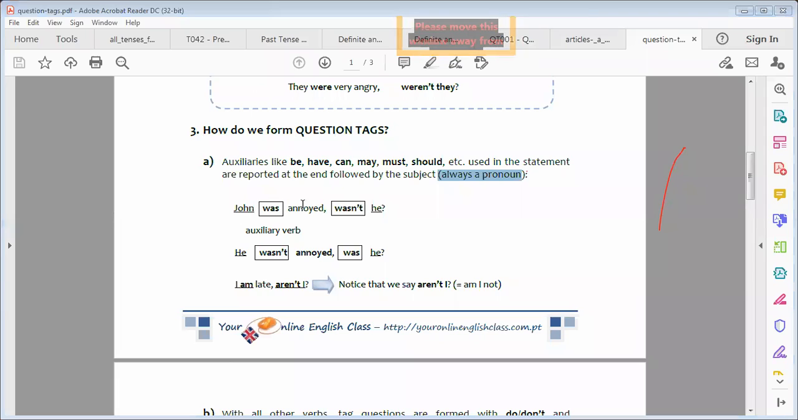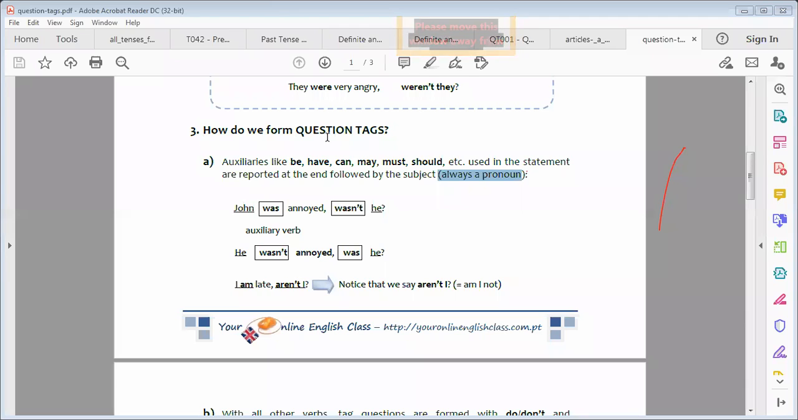So here, John was annoyed. I'm going to use the same helping verb, was. My sentence is positive, so I'll say wasn't. And for John, the pronoun will be he. So my answer becomes, wasn't he? He wasn't annoyed. Again, was. The sentence is negative, so my question tag is going to be positive. Was he? Question mark. Okay. So if the helping verb is present in the sentence, use the same helping verb.